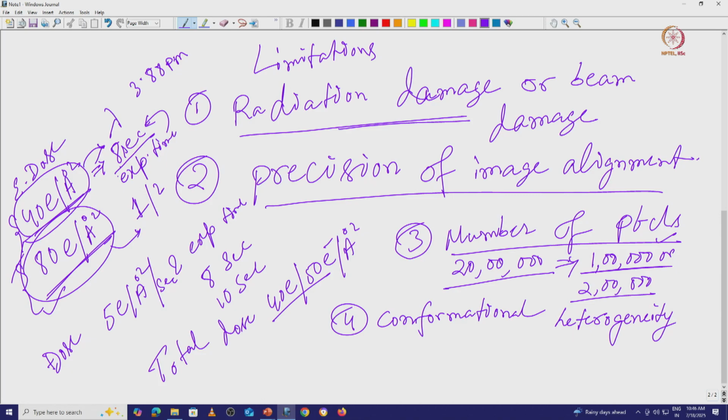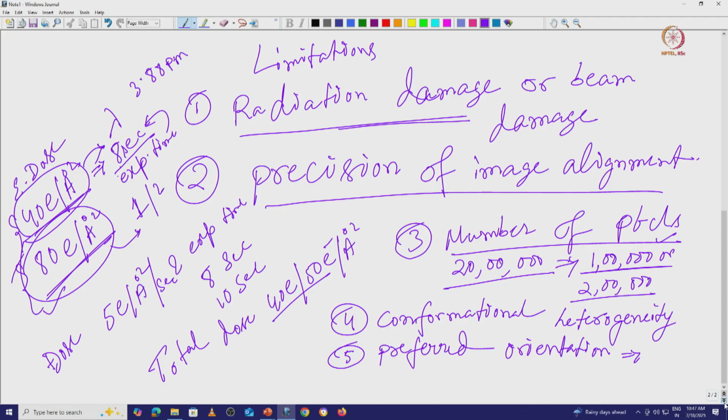Now there is a fifth limitation I can tell, which is preferred orientation. So what does preferred orientation mean? A lot of the time when proteins are staying in the solution, they present only one particular view, so you will not get all the sides of that particular protein. If you don't get all the sides of the particular protein, that is called the preferred orientation.